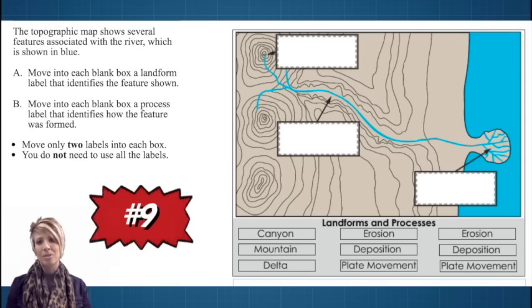Or how did the delta form? And you're going to tell me based on, is it erosion, is it deposition, or is it plate movement? If you take a look at the notes there, the two little points there, move only two labels into each box, and you do not need to use all the labels. So again, since you're just writing this instead of clicking and dragging, you can just use your pencil to draw an arrow from the word to the box that it belongs.